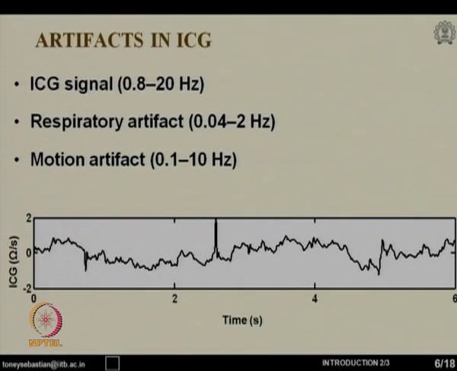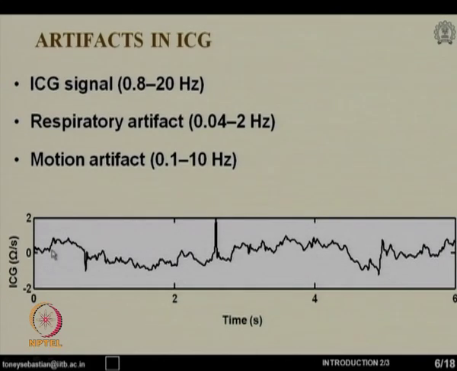Now, in this picture, you can see an impedance cardiographic signal recorded during exercise. This is an ICG waveform recorded from a healthy subject during exercise. This signal has both respiratory and motion artifacts. These high peaks are because of motion, and this slowly varying baseline is because of respiration.